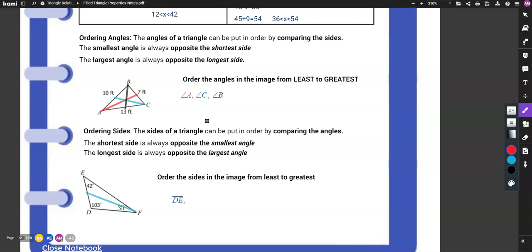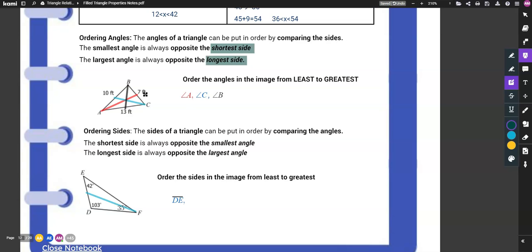All right, so the last thing we're going to discuss here is how to use the sides to order the angles of a triangle and how to use the angles to order the sides of the triangle. Now you may notice this is already partially filled out, and that is because I accidentally muted my microphone and I'm now re-recording it. So the parts I added here is that the smallest angle is always opposite the shortest side, and the largest angle is always opposite the longest side.